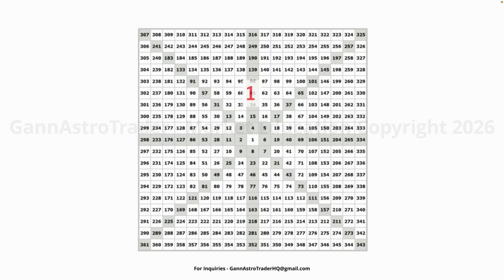Now, let's examine one of the most important patterns within the square of 9. The highlighted diagonal contains the sequence of odd perfect squares: 1, 9, 25, 49, 81, 121, and so on. Every completed ring ends at an odd perfect square, causing these numbers to align naturally along the same diagonal.